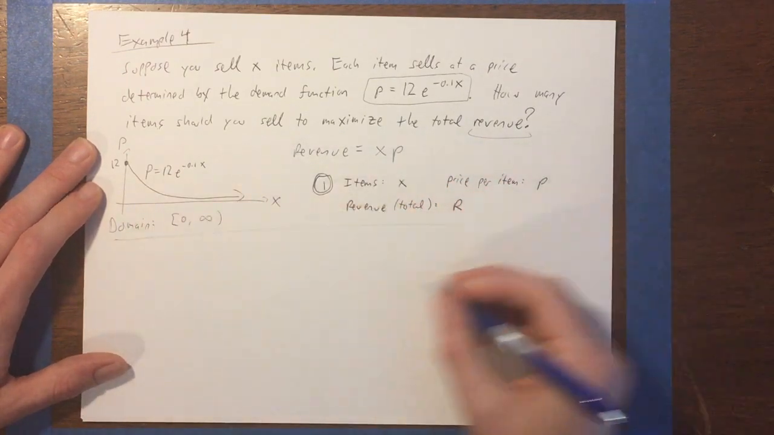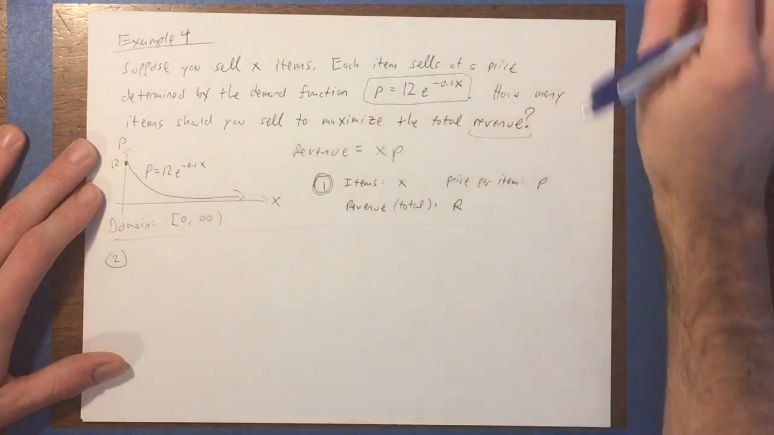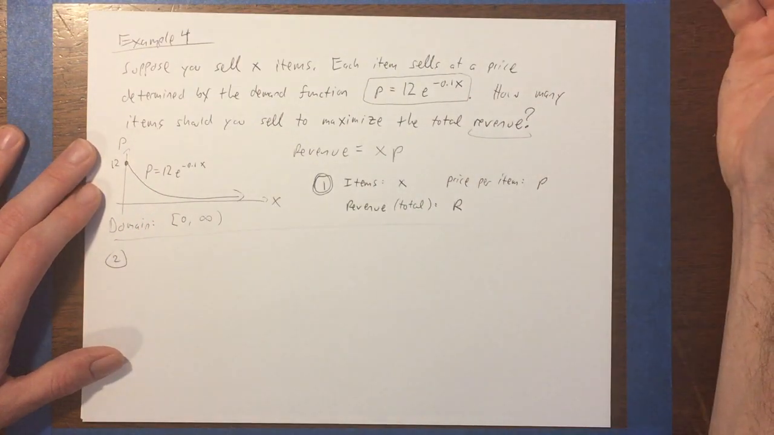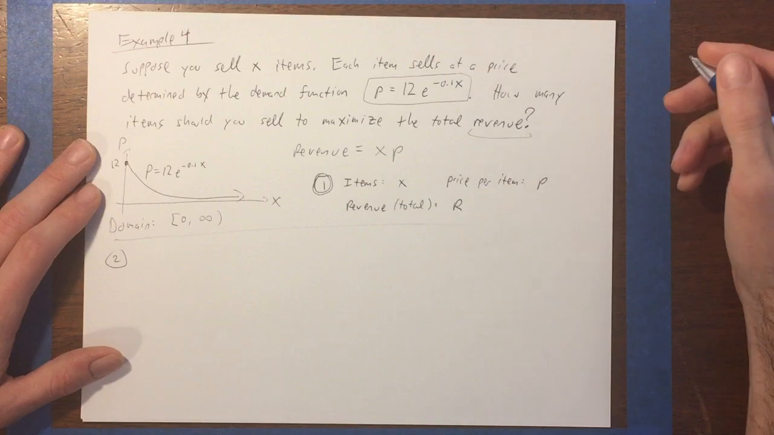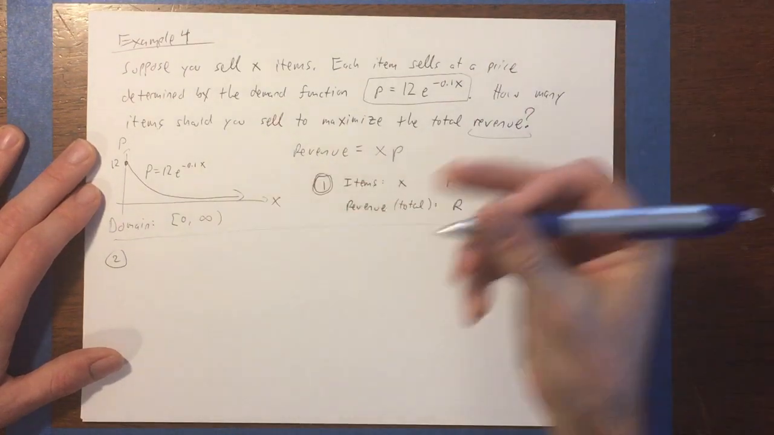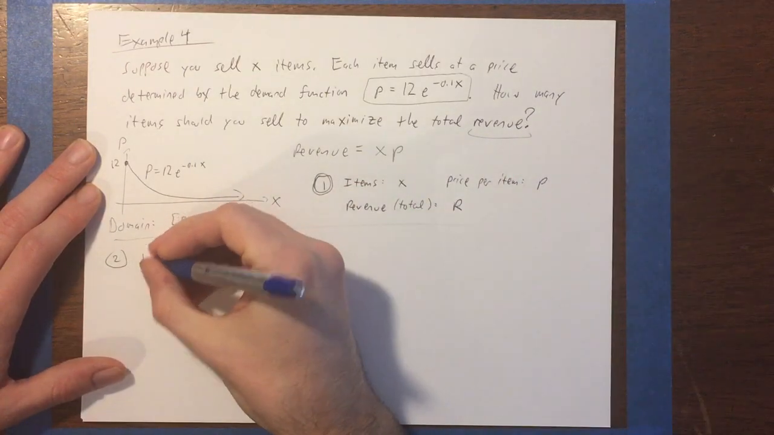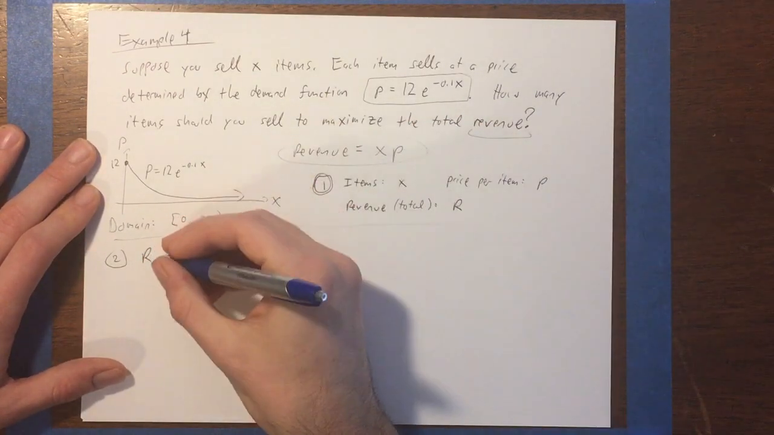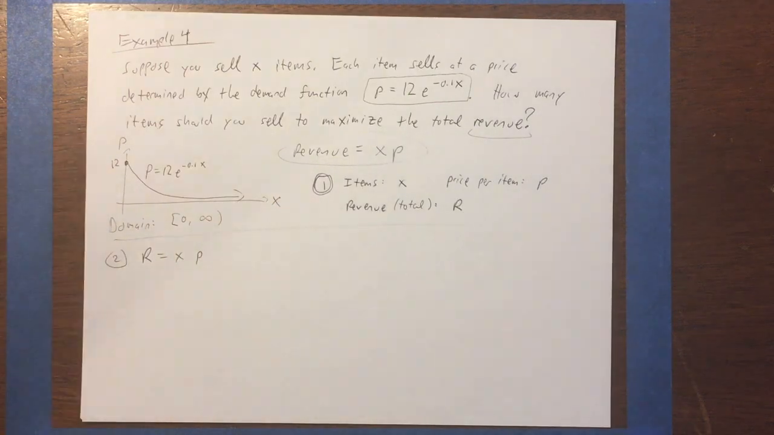Okay, so moving down here, step 2. The primary equation for this should give me the revenue, right? So the primary equation is, what is revenue? For that, I'm going to use what I described here. Revenue is X times P. Okay, R equals X times P is my primary equation.